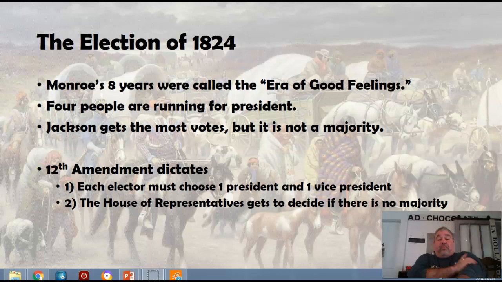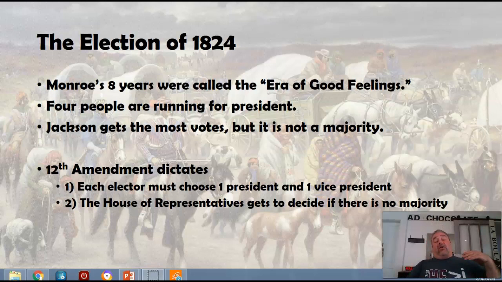And so what happens with 4 people running for president is Andrew Jackson gets the most votes. But with 4 people running, it is not a majority, depending on how you want to define majority. Majority could be more than anybody else, or majority could be 51%. And when they did the election, Andrew Jackson gets the most votes, but he still does not have 51% because of 4 different people running.